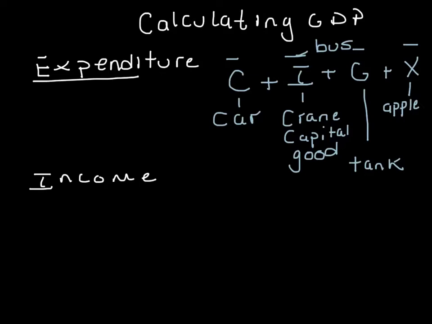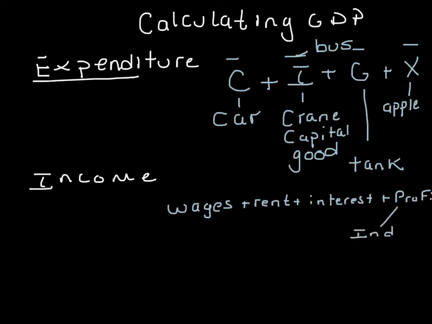For a moment, let's look at income. Income. Remember, there are 5 different ways legally you can get income. So we've got wages, plus rent, plus interest, plus profit. Now, when we talk about profit here, we are talking about individual profit, and we are talking about corporate profit. All right, so let's talk about these 5 here.